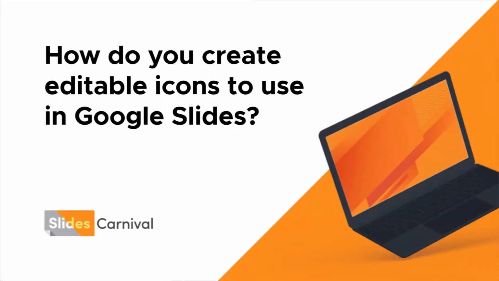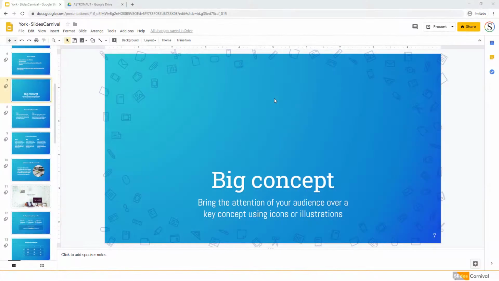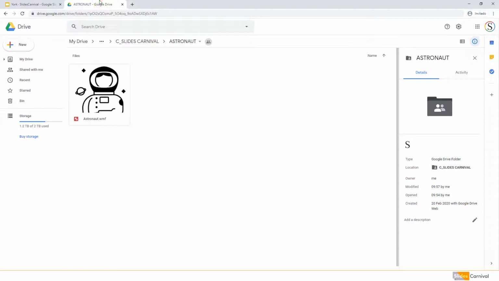How do you create editable icons to use in Google Slides? First, you have to create your icon in a vector graphics software, such as Inkscape or Adobe Illustrator, and save it in WMF format. You can also download icons in SVG format on the internet and convert them to WMF using an online converter. Upload the WMF file to Google Drive.